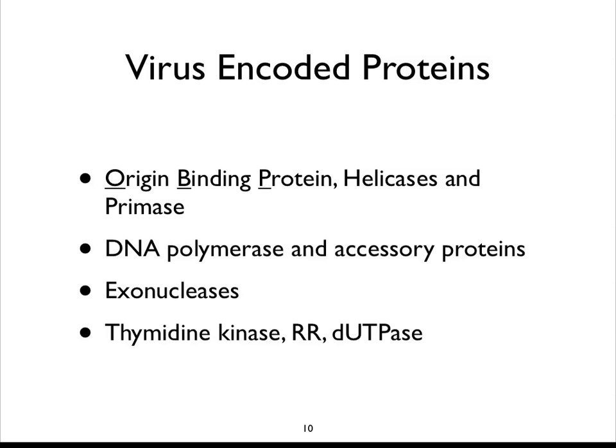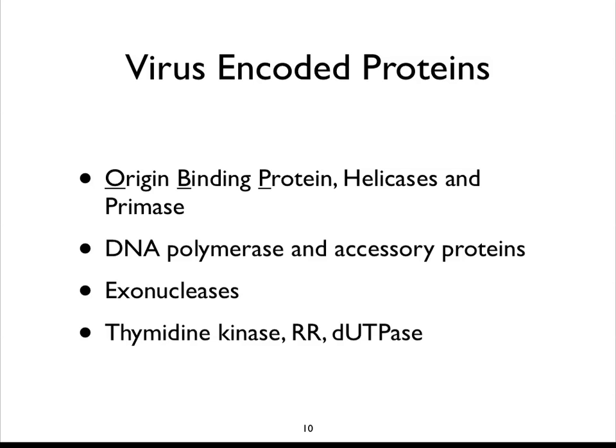There are exonucleases, which are important in editing, in case the virus DNA makes a mistake, and DNA polymerases are much more faithful than the RNA polymerases that Dr. Racaniello has been talking about. They don't make too many mistakes, but occasionally they do, and the exos help to do that. They also help to solve a problem of lagging strand synthesis, and we'll get to that. And finally, some of these viruses encode enzymes that are important in providing nucleoside triphosphates.